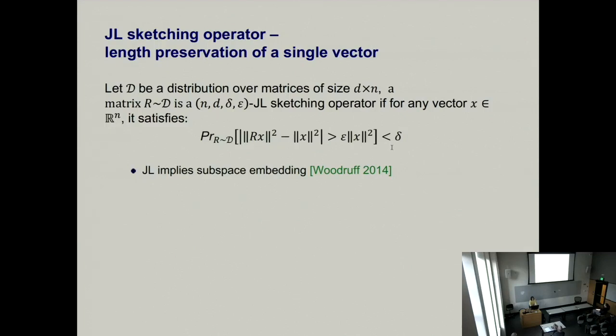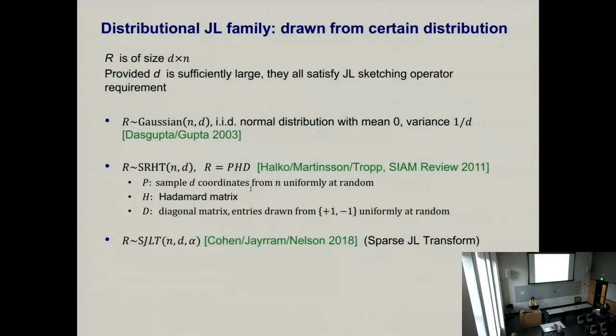Okay, that's the best argument, the statement you can get is always like that. But this implies that it's a good subspace embedding. So then we can look at all these different random matrices. We already looked at Gaussian, which is a special case, IID normal distribution.